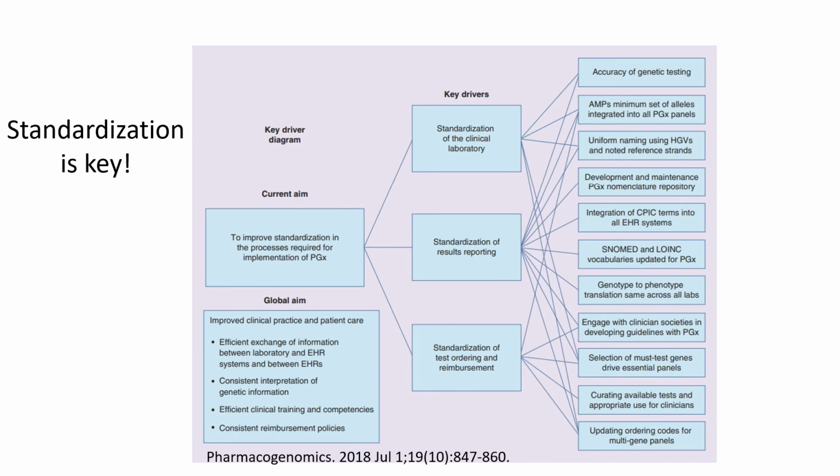We have made some strides, I think. Vicki Pratt is sitting in here, and her work with AMP on the minimal set of alleles integrated into the PGx panel. It's just a list of alleles that you should be testing if you're going to test. That's important. That will also help with getting the same result for the patients because you're all testing the same variants.